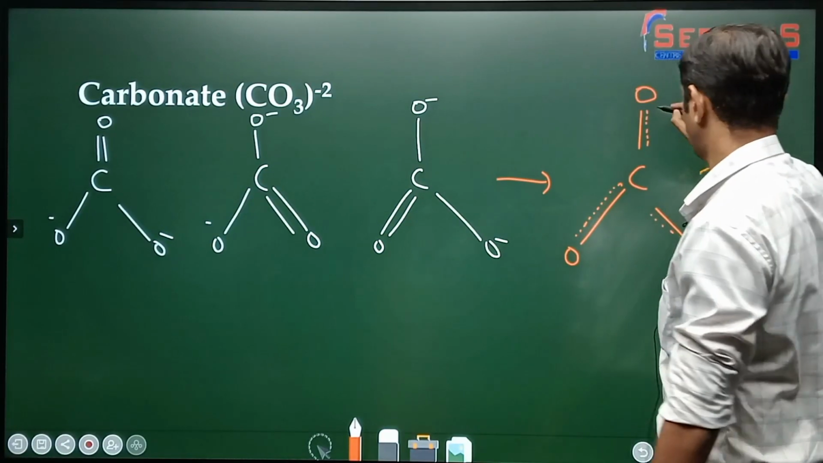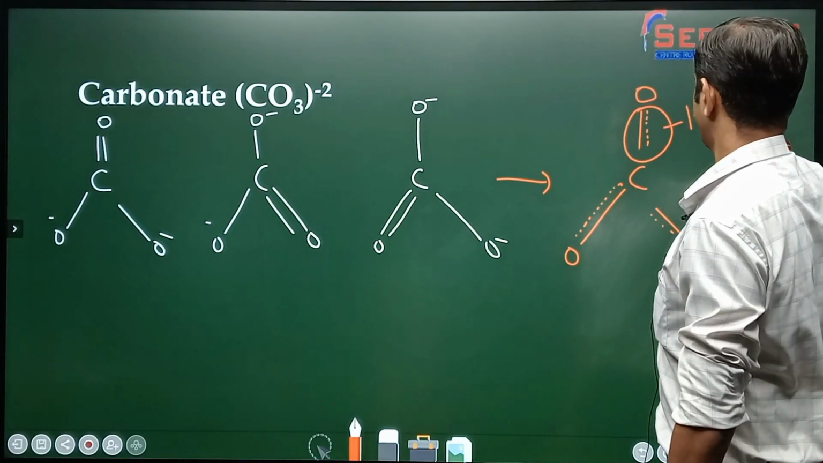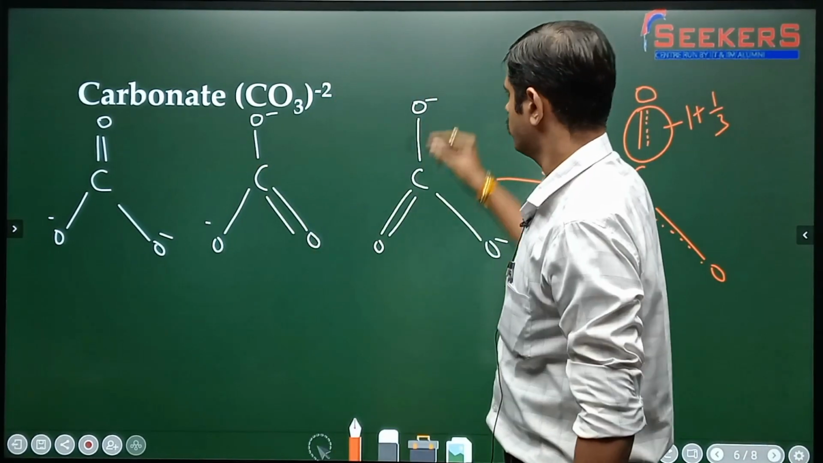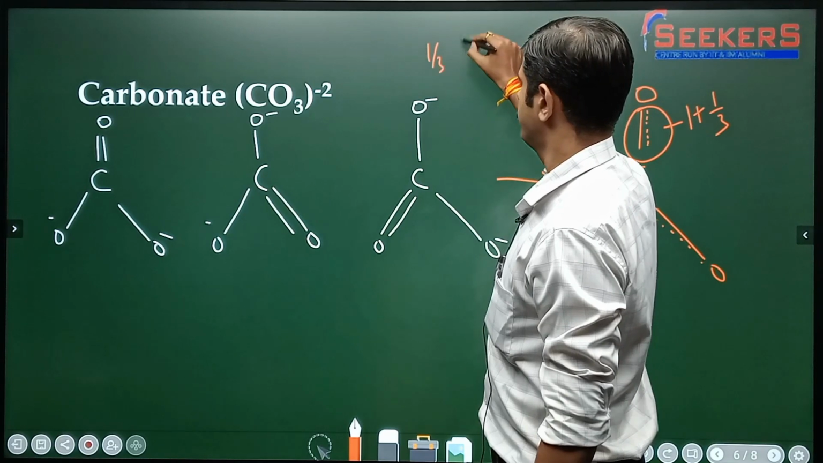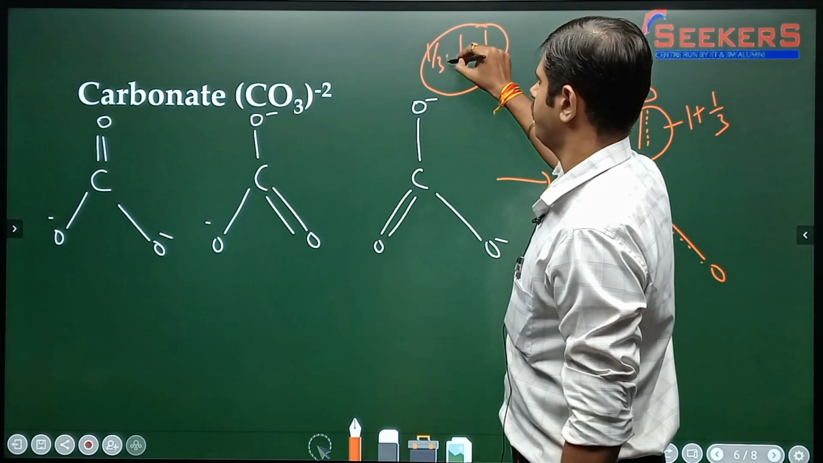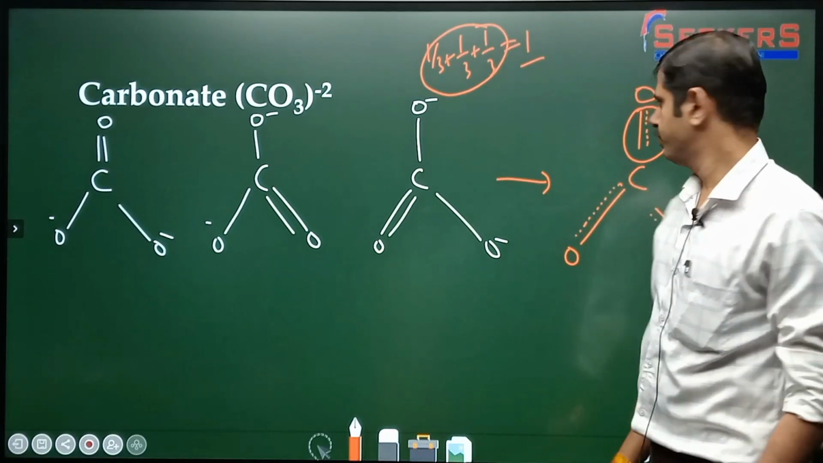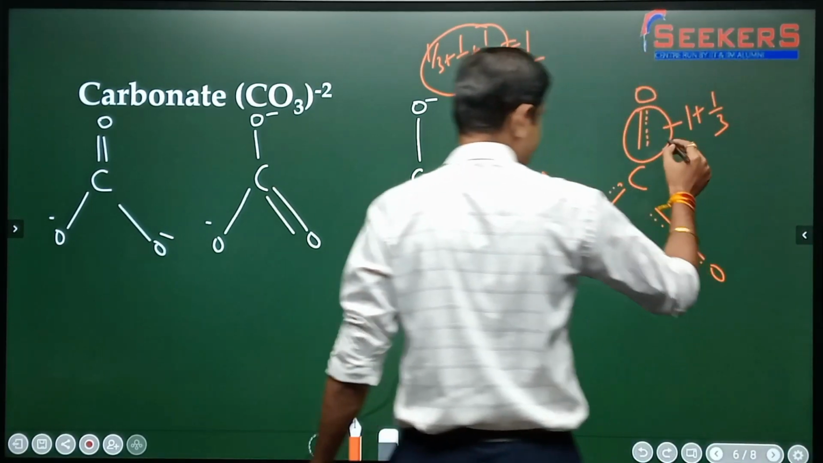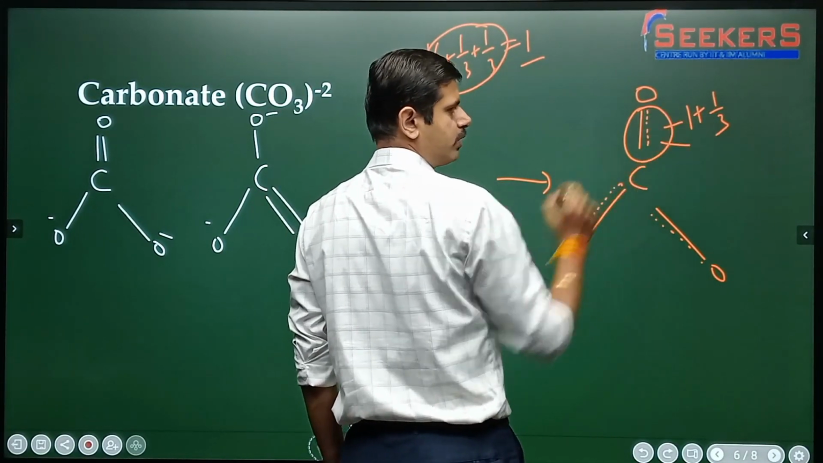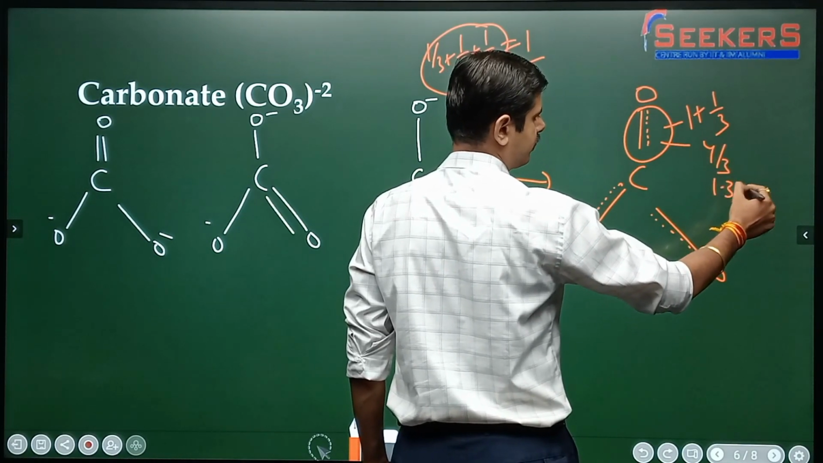So this partial bond is 1 plus 1/3. Why? Because one bond is being shared between 3 locations. So 1/3 will be shared by all the 3. So 1/3 plus 1/3 plus 1/3 is equal to 1. Now what is the bond order over here? In between carbon and oxygen, how many bonds are there? It is 4/3 or 1.33.